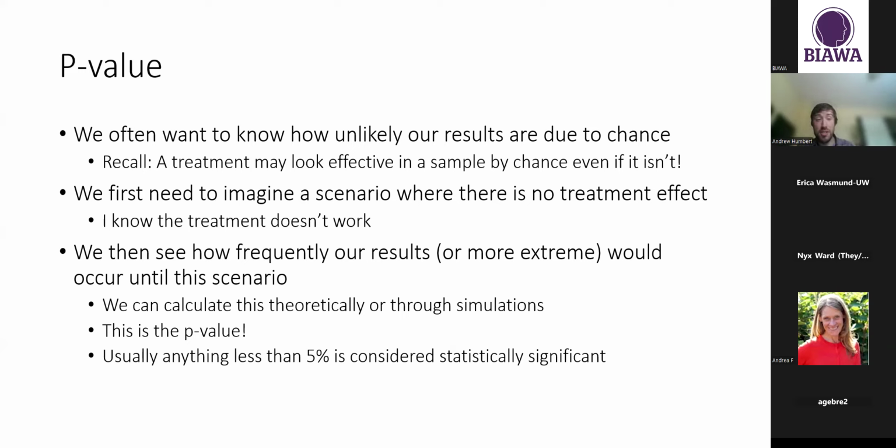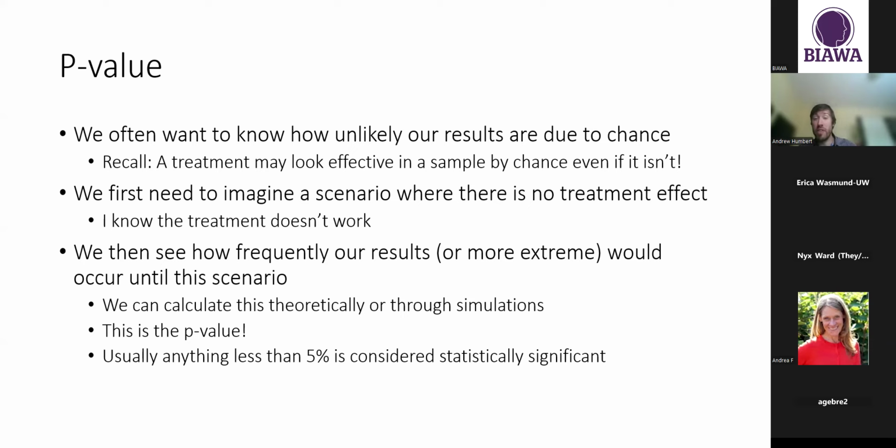How we do this in practice is we often first calculate our point estimate, and then we can make theoretical assumptions that allow us to invoke some mathematical properties to calculate what we think the theoretical distribution is like.